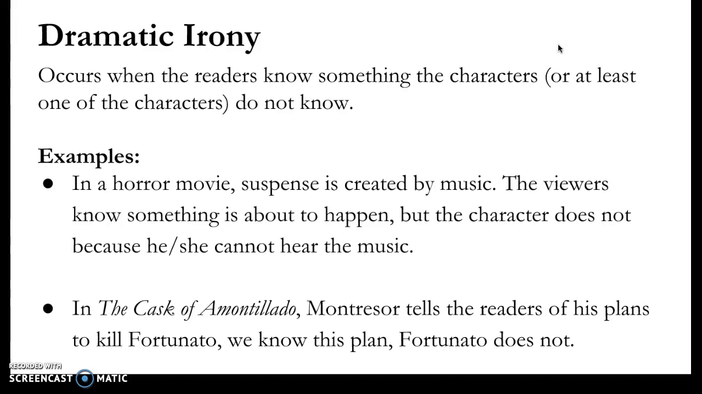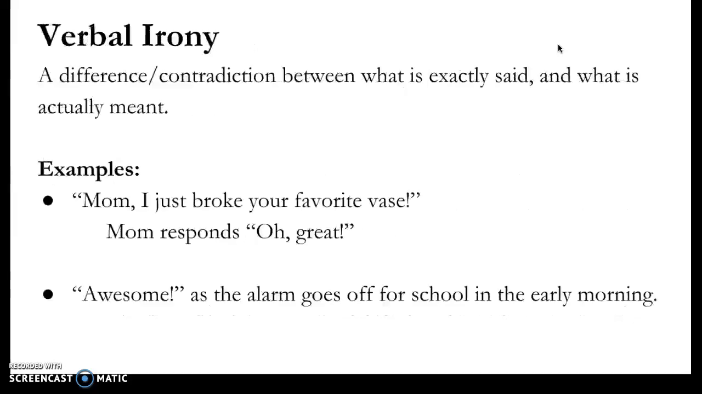And also, in the Cask of Amontillado, which we all read together, Montresor tells the reader of his plans to kill Fortunato at the beginning of the story. We know the plan. We know that he's been insulted 1,000 times, but Fortunato does not. And he does not know the plan well enough for Montresor to actually go through with the plan and kill Fortunato. All right, so moving forward, we have verbal irony.